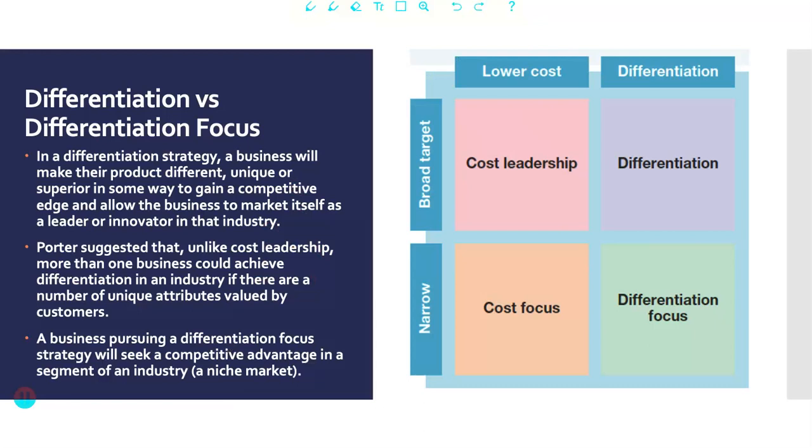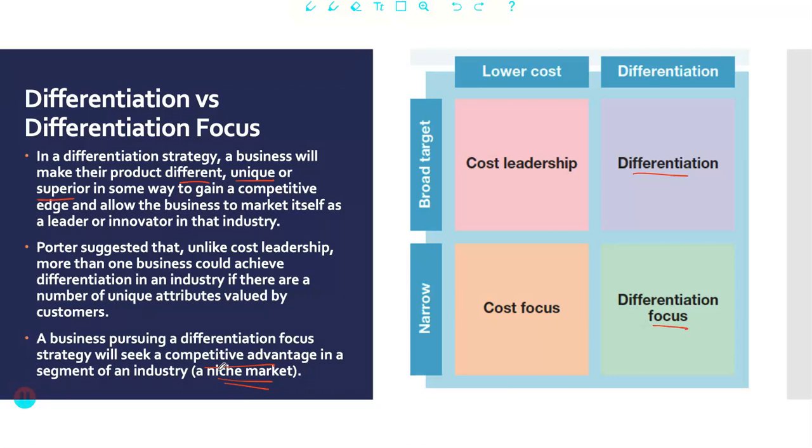As we talked about in the cost strategies, in differentiation, we can take two different approaches. If we are taking a differentiation approach, the business will make their product different or unique or superior in some way that will allow them to have a differentiation ability across the entire market. If we are taking a differentiation focus strategy, this will seek a competitive advantage in a segment of the market. For example, Chanel is not trying to sell to everyone. They are trying to again sell a luxury good and differentiate that way.